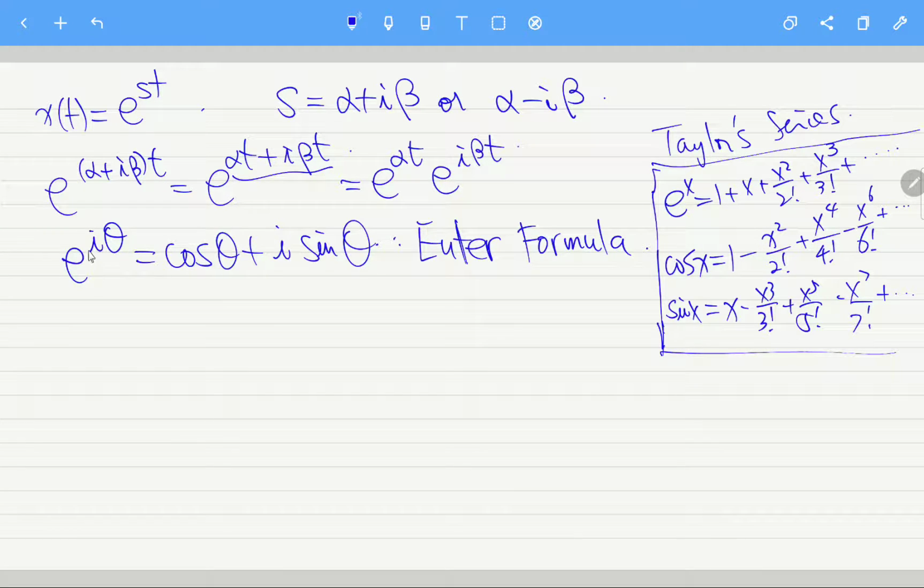So here you can just plug in i theta, substituting x by i theta for all the terms. Then you will find cosine theta plus i sine theta will be exponential to i theta. So this is called Euler's formula.